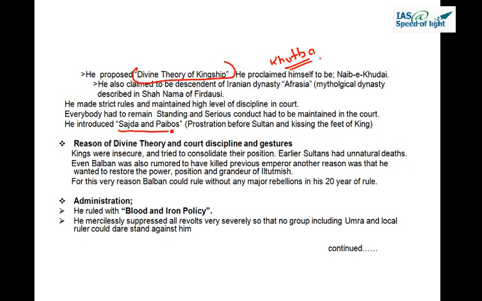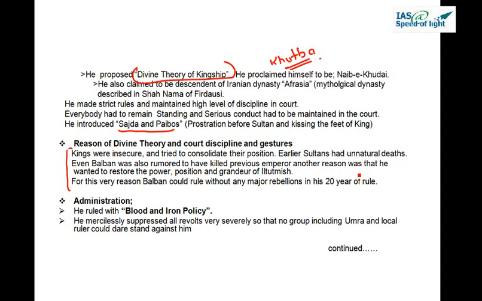So these were some reasons for his divine theory and the court disciplines. At that time we have seen the kings were insecure, and we have seen Balban himself poisoned Nasruddin Shah to become the Sultan. So earlier sultans had unnatural deaths. Even Balban was also worried. We have seen that he killed the previous emperor.